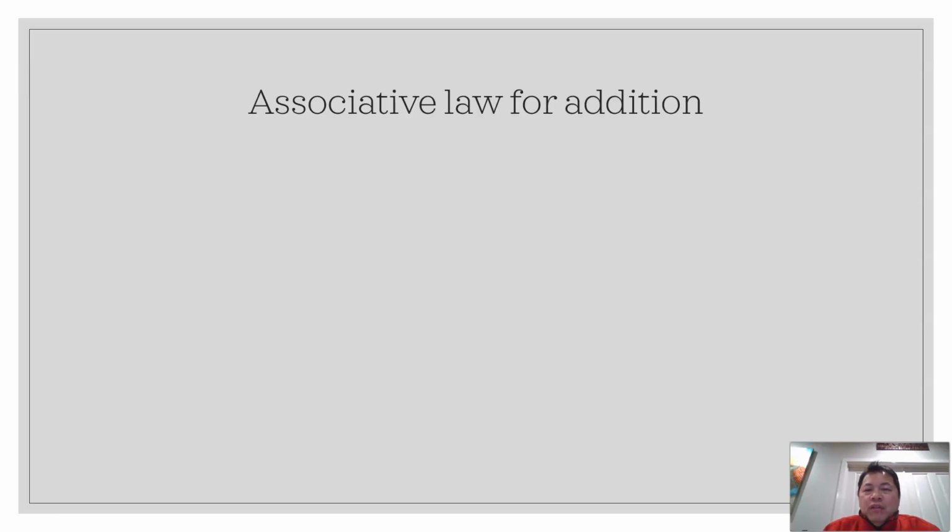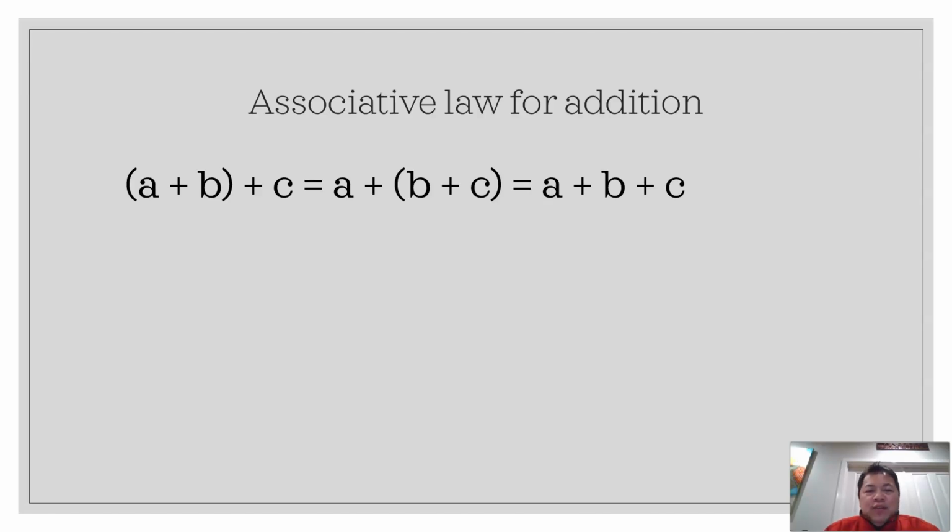So the associative law for addition, for example, when you have bracket a plus b, close bracket, plus c, is actually the same as a plus bracket b plus c, close bracket. It's actually the same as a plus b plus c. So I can substitute numbers into this equation to make some sense to you. Just like 8 plus 9 plus 10 is the same as 17 plus 10, which is 27.